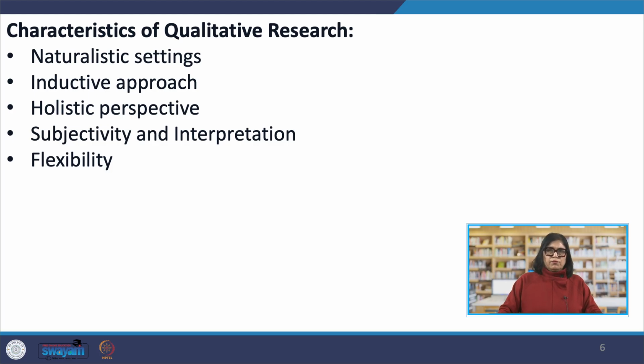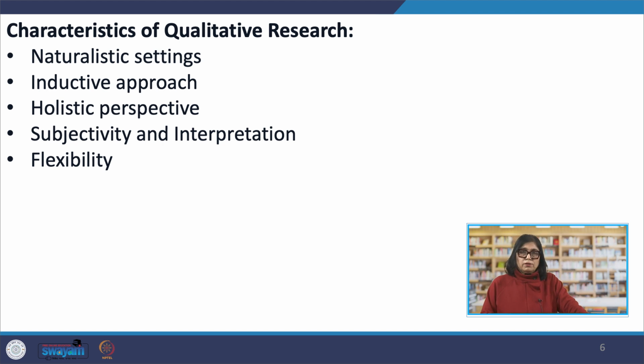Unlike quantitative research, which often follows a deductive approach, qualitative research begins with the collection of data and then seeks to develop theories, concepts, or themes that emerge from the data. This inductive approach enables researchers to stay open to new insights and unexpected findings.